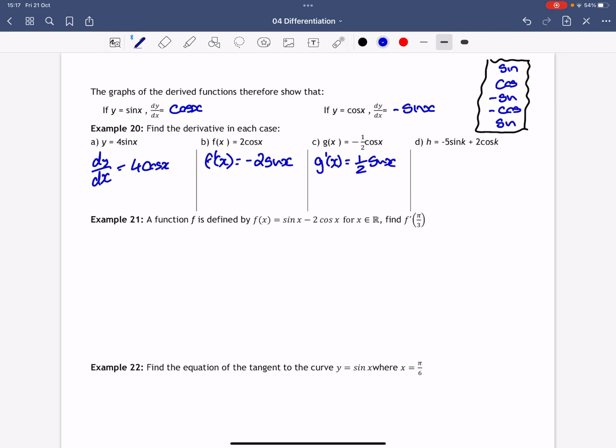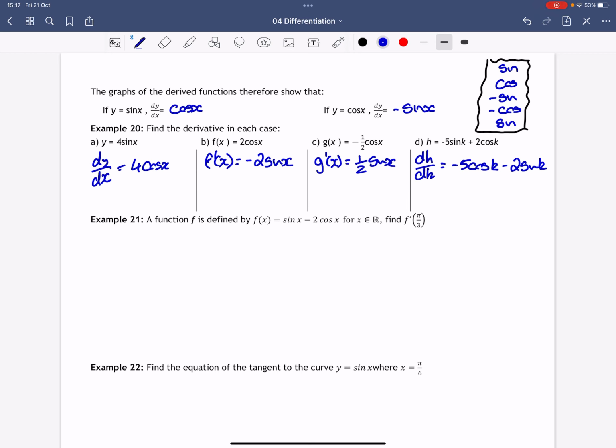And then find dh by dk. So minus 5 sine k is going to go to minus 5 cos k. 2 cos k goes to minus 2 sine k. Okay.